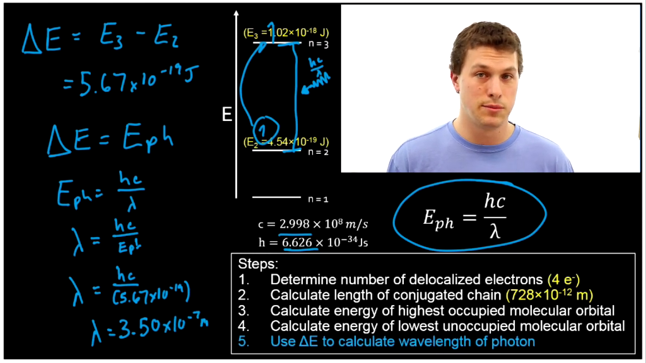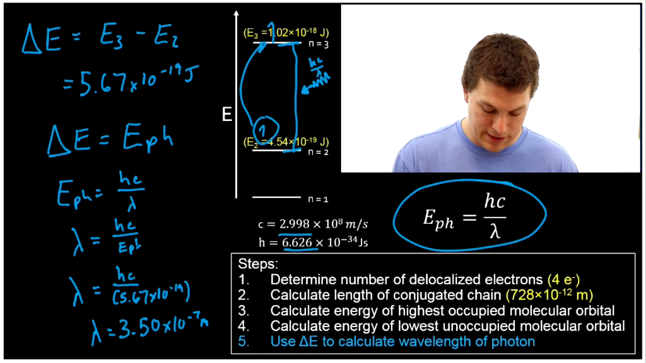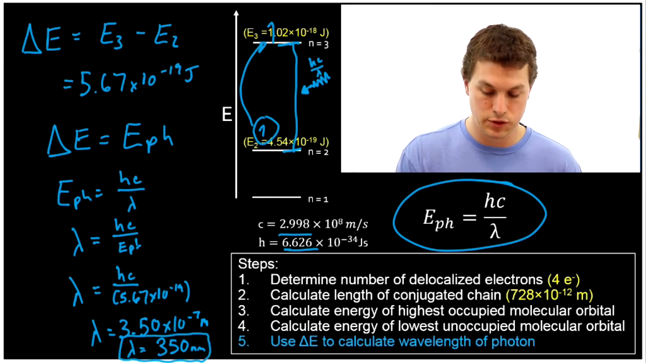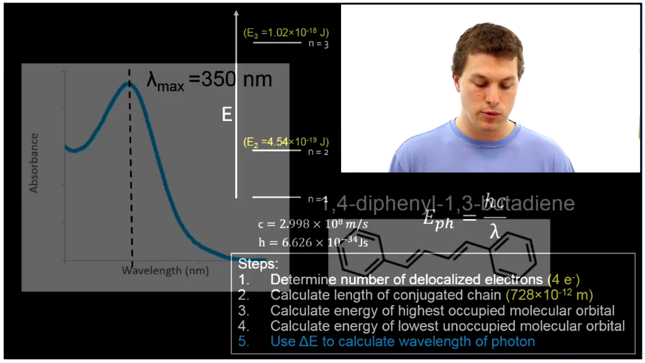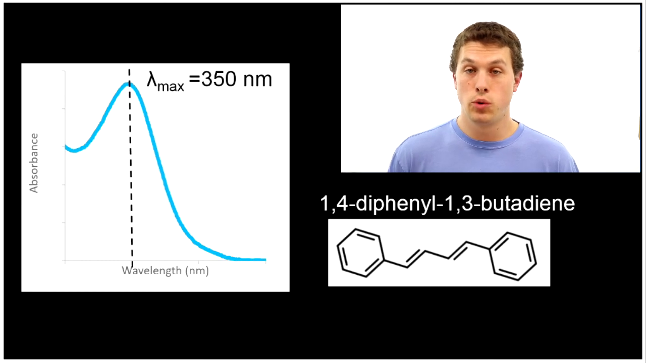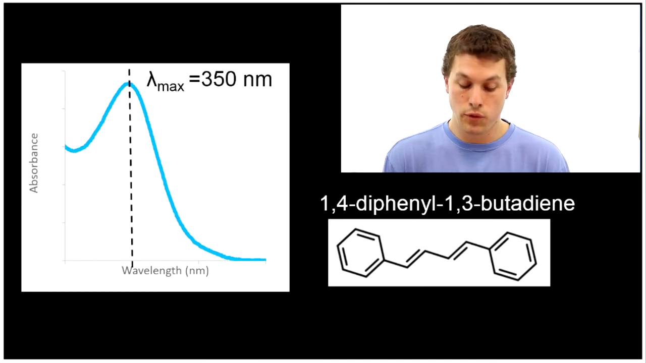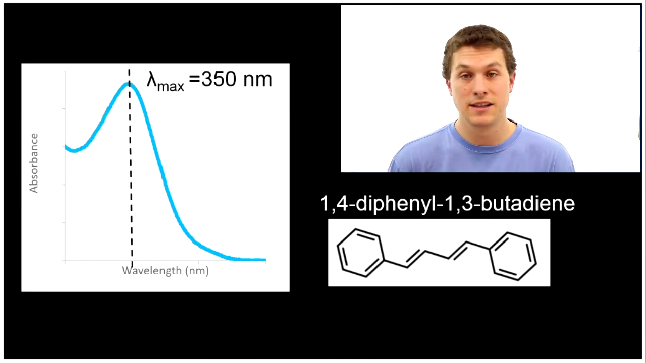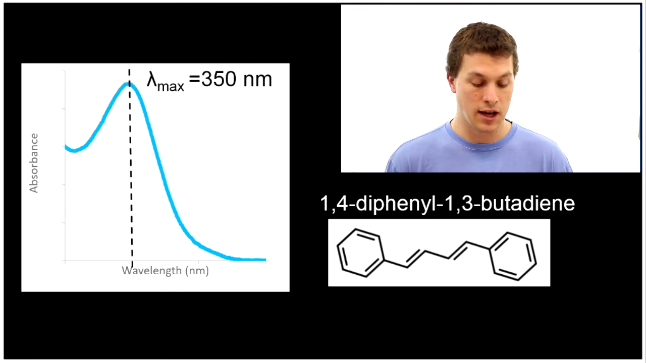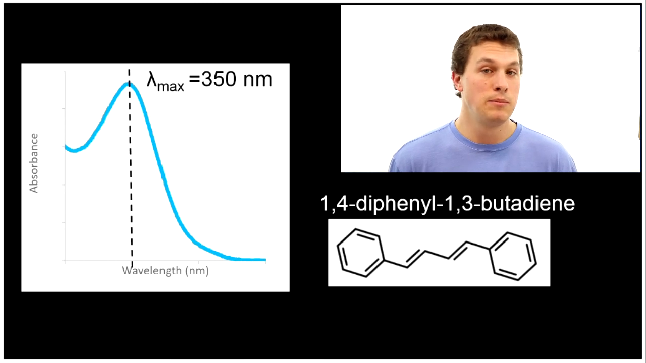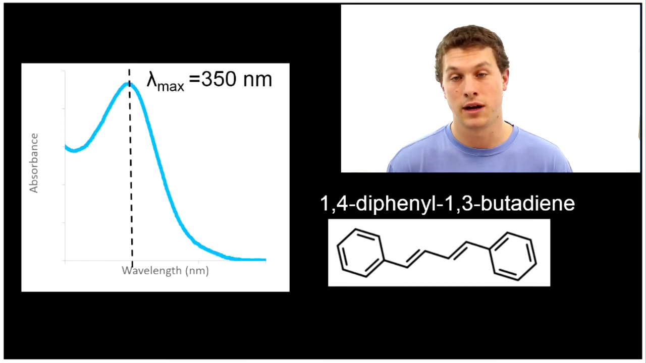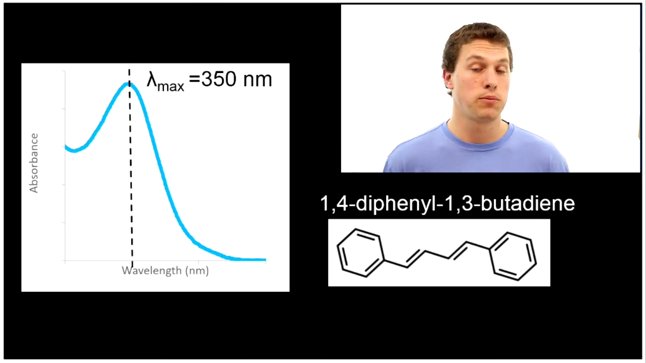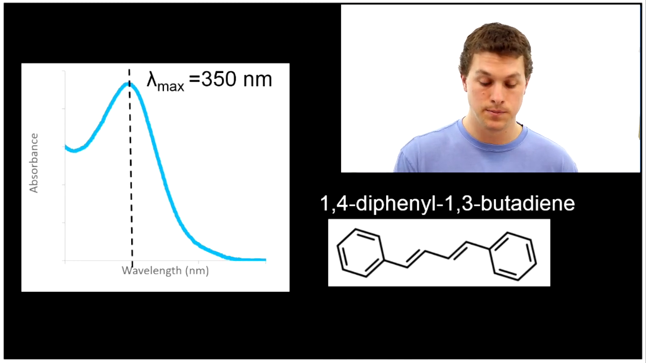Well, you're used to seeing those numbers in nanometers. So if I multiply that by 10 to the 9th to get nanometers, you're going to see that's 350 nanometers, which would appear in your UV visible spectrum. That's the lambda max. That's where your dye is going to absorb. So what we've done is we've modeled 1,4-diphenyl-1,3-butadiene as a particle in the box for this conjugated chain. And we've predicted the lambda max to be 350 nanometers. That turns out to be maybe 10 nanometers away from the actual correct value. So the particle in the box can give you surprisingly close values for some dyes.